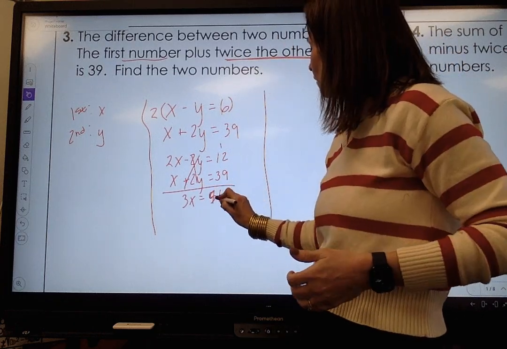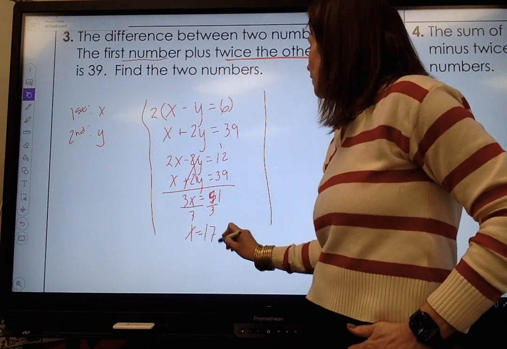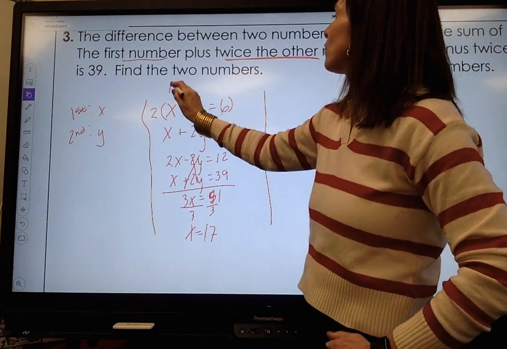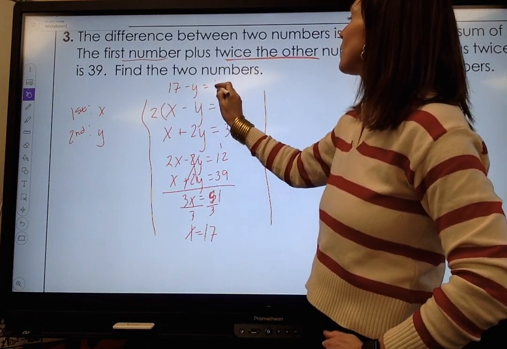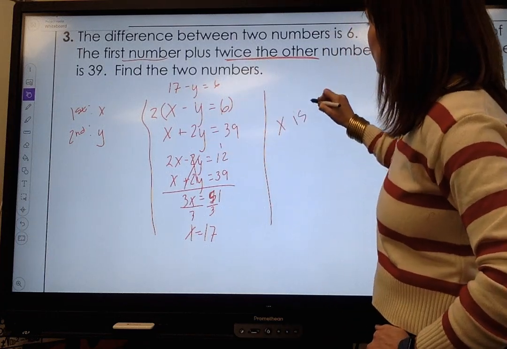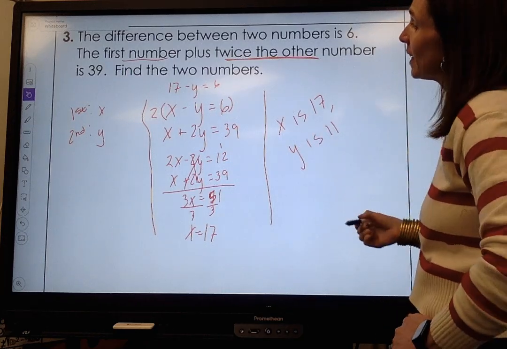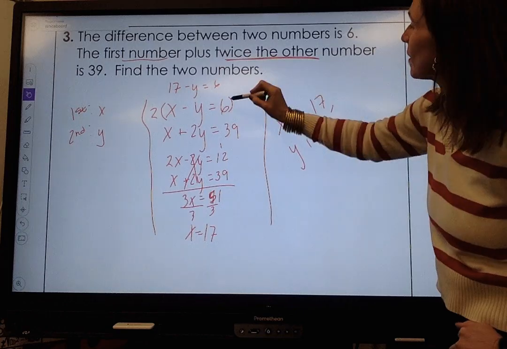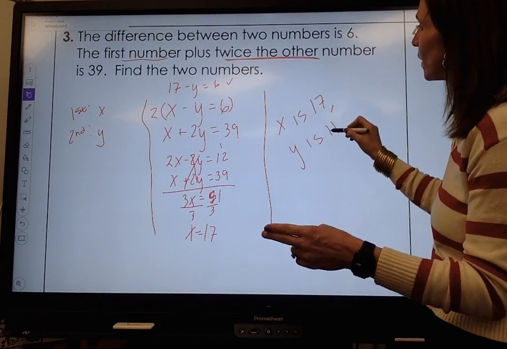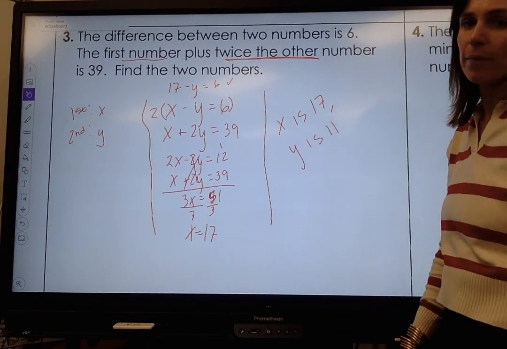Divide both sides by 3. X equals 17. So if x equals 17, I'm going to plug it back into the original. So 17 minus what equals 6? That would be 11. So x is 17, y is 11. And I'm going to see, if I subtract them, it's 6. That checks out. If I take twice this one, which would be 22, and add it to 17, that would be 39. So it checks out.